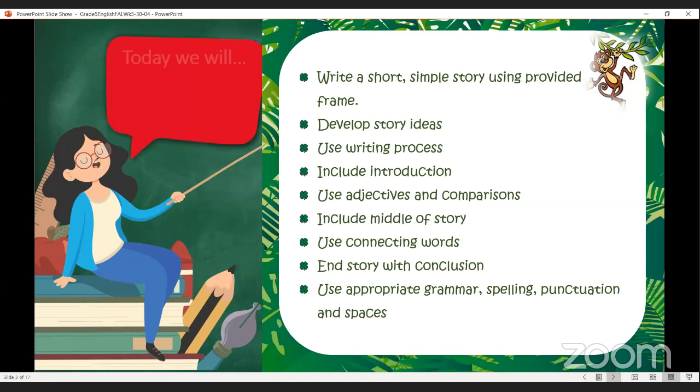Right, this is what we're going to do today. We are going to write a short, simple story. Okay, and I'm going to provide you with the frame. We're going to develop some story ideas. We're going to use our writing process. You know how I always go on about that. Include our introduction. Use adjectives and comparisons.